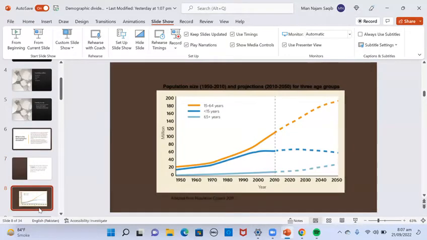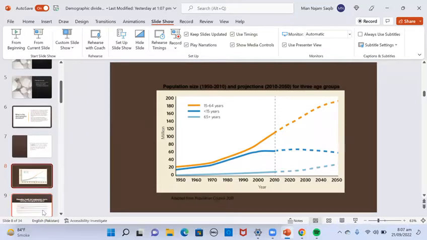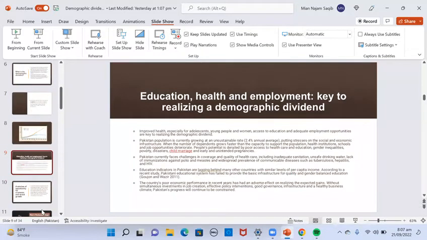This is basically a graph of the population size and projections. As you can see, in 2010, there is a steep increase in the age groups of 15 to 64, which is going to contribute to the demographic dividend. Education, health, and employment are the keys to realizing a demographic dividend. Improved health, especially for adolescents, young people, and women, access to education, and adequate employment opportunities are keys to realizing the demographic dividend.